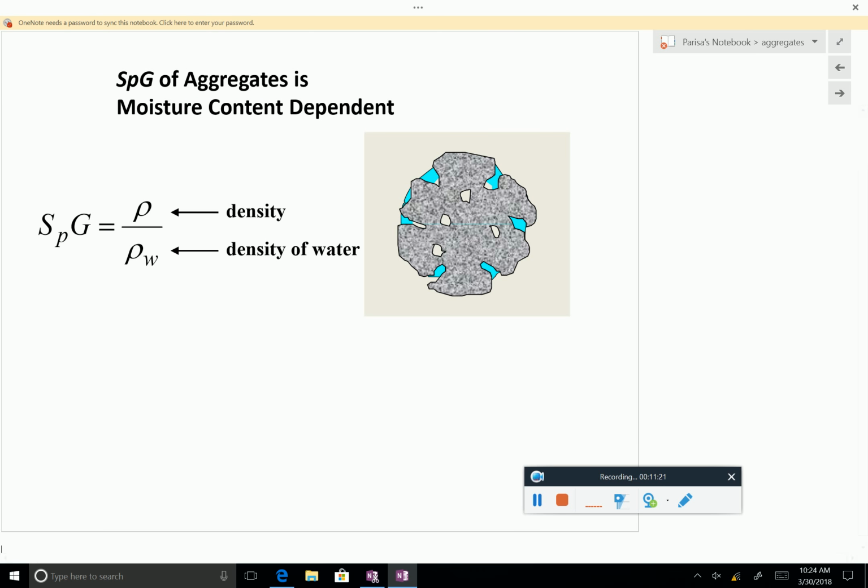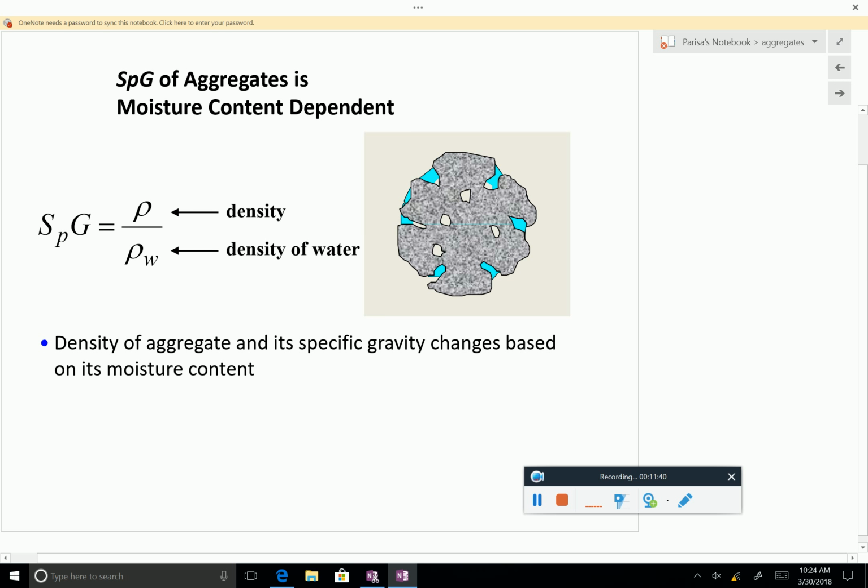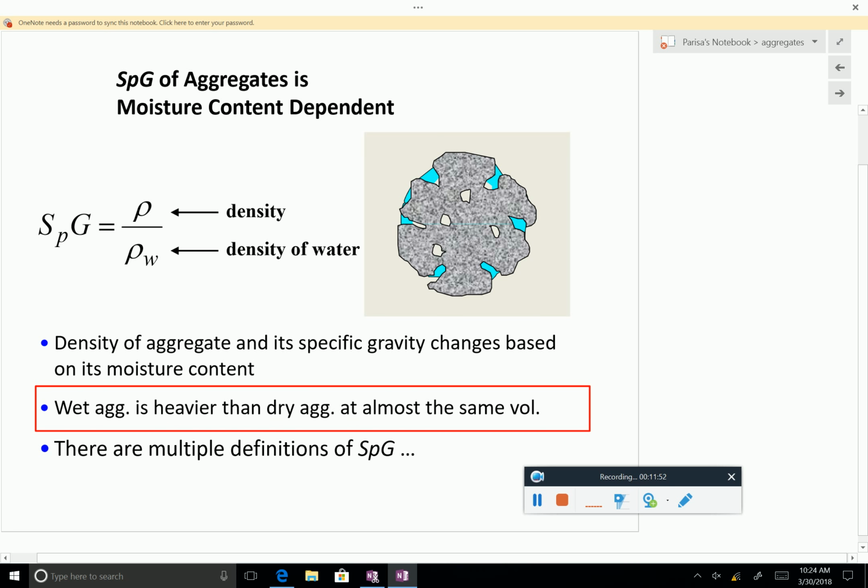So, because of the moisture, the specific gravity of aggregates is actually moisture dependent. So last time we learned that a specific gravity is like a relative density. You divide the density of the material by the density of water. But if you have different states of moisture content, depending on how much moisture you have, of course everything would be different. And that's why there are different definitions. It's kind of obvious, and it's just what I told you, that when you have more moisture, your aggregates become heavier. This is because water has some weight, so it adds to that.